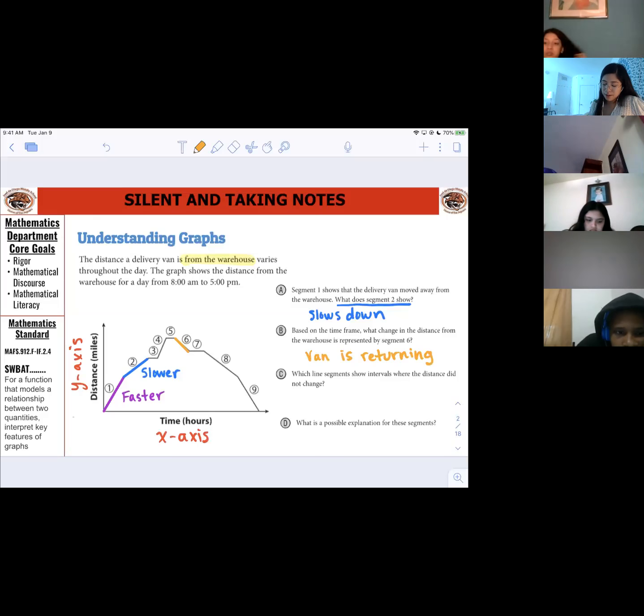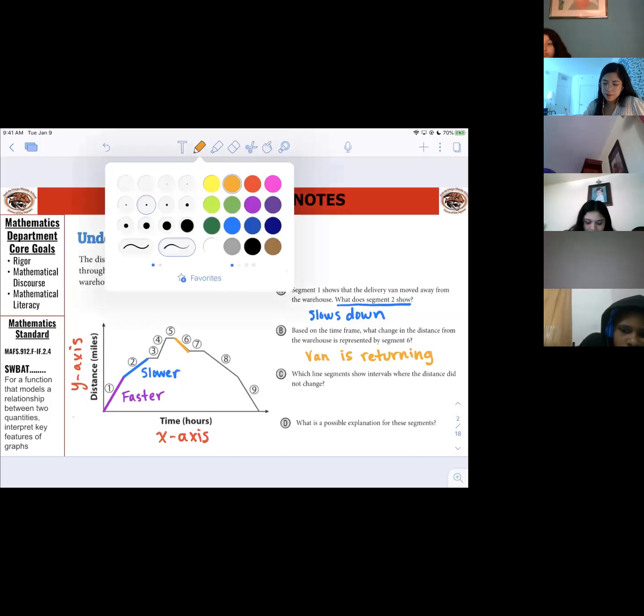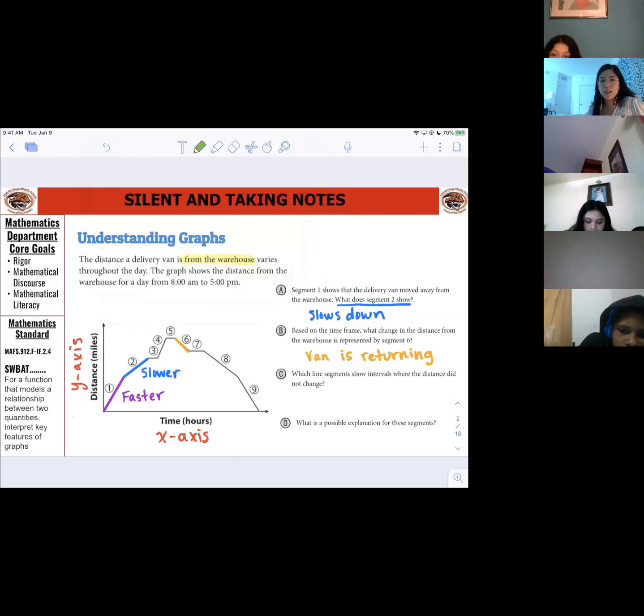Okay, letter C. Somebody read letter C. Which line segments show intervals where the distance did not change? Okay, so anyone can answer this. Where do you see that this distance is not changing? Wait, what was the question? Which line segments show the intervals where the distance didn't change? 8 and 9.